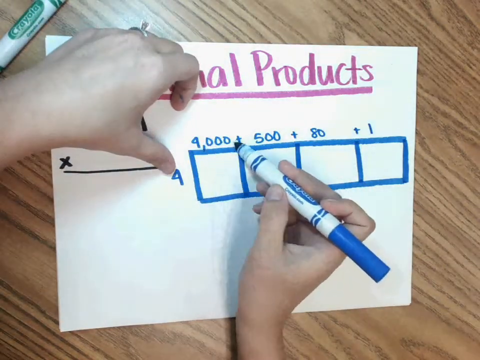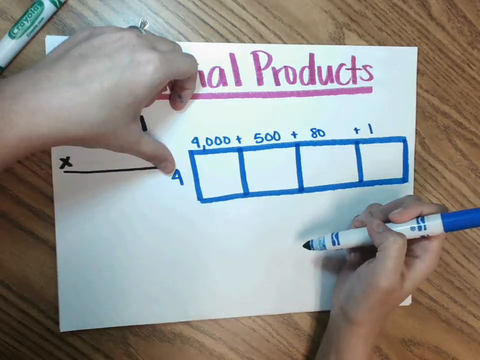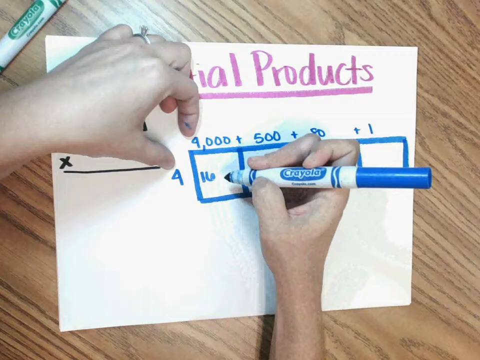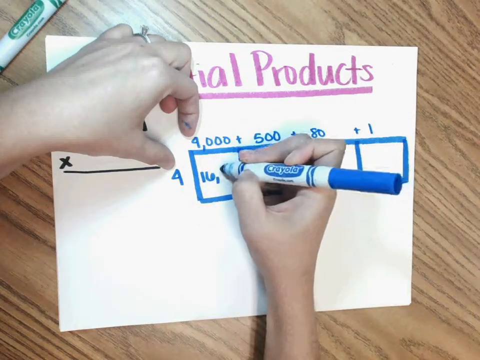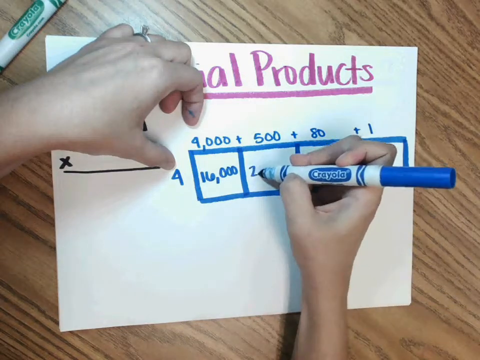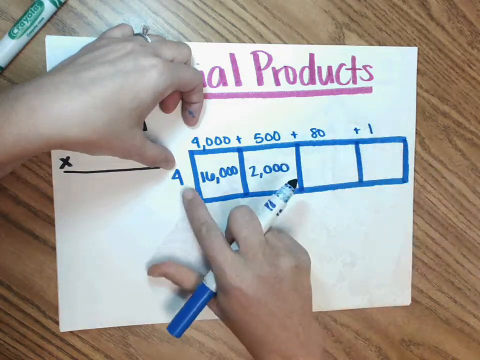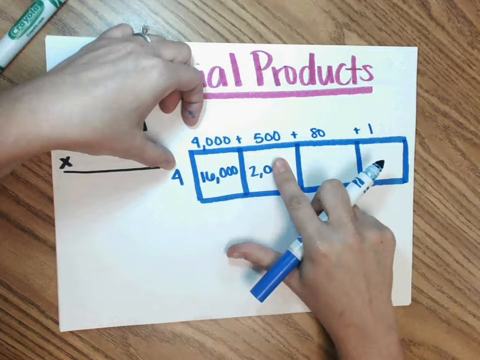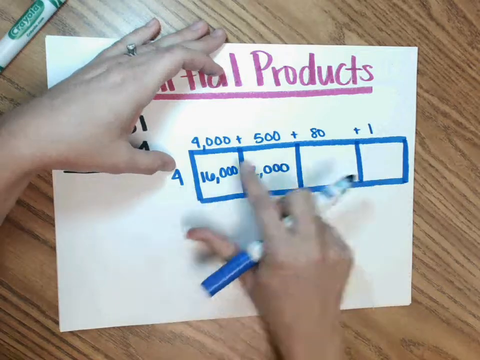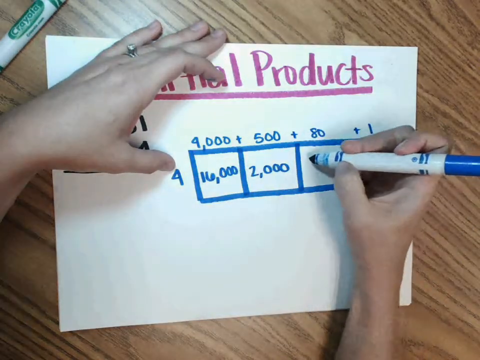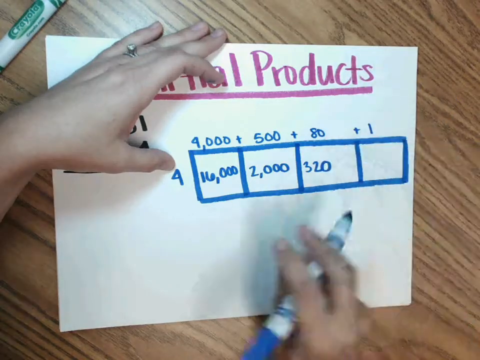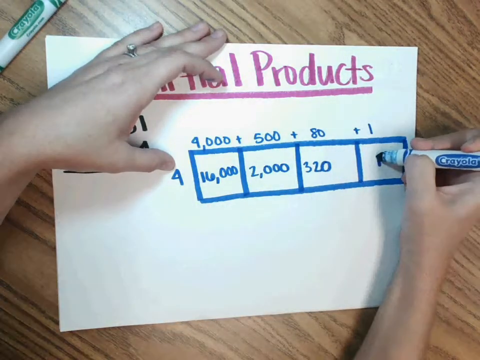So 4 times 4,000. If they don't know how to solve that, it's okay. They can do 4 times 4, that's 16. And then 4 times 4,000 is 16,000. 4 times 500 is 2,000. Or they could say 4 times 5 is 20, and they can tack on those 2 zeros to get their 2,000. 4 times 80, 4 times 8 is 32. And 10 groups of that is 320. And 4 times 1 is 4.